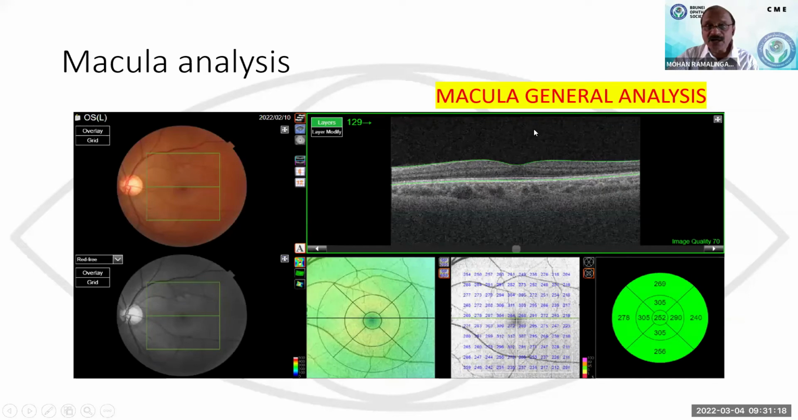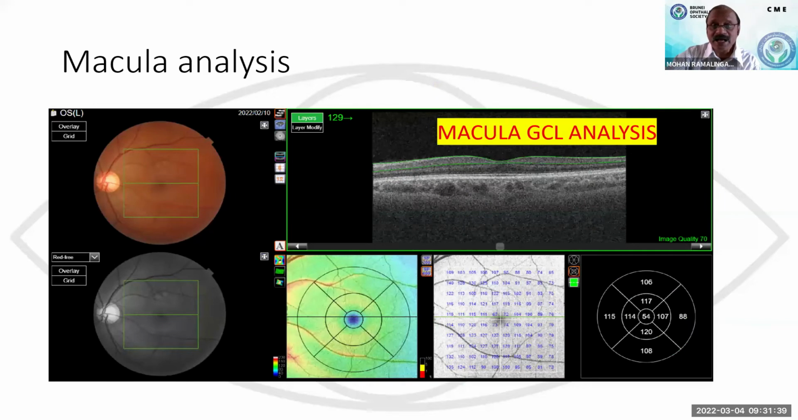Then macula, I can dissect the macular ganglion cell layer by layer. Now this is the macular general analysis. It gives the thickness of the general macula. That means it includes the retinal nerve fiber, macular ganglion cells, and of course the cone. But I can go one step further, where I can measure the thickness of the retinal ganglion cell in the upper quadrant, lower quadrant, nasal quadrant and temporal quadrant. Each quadrant of the retina or the macula can be assessed in this way.